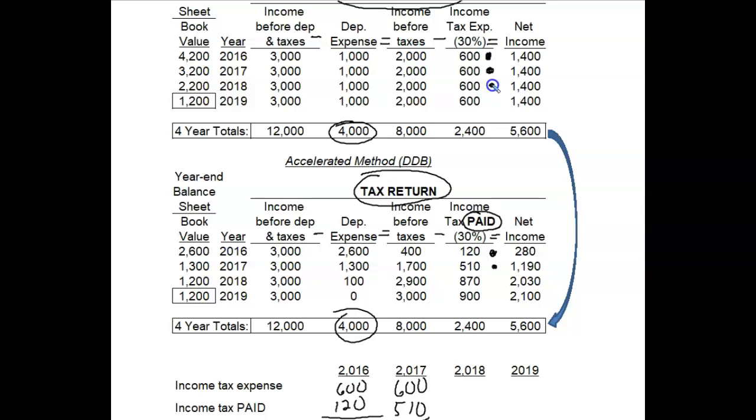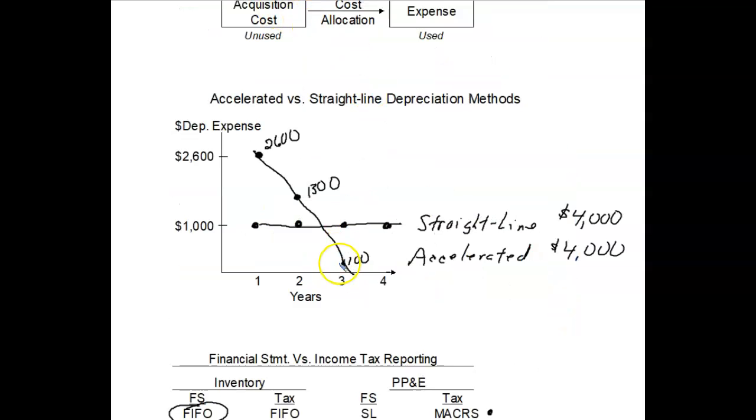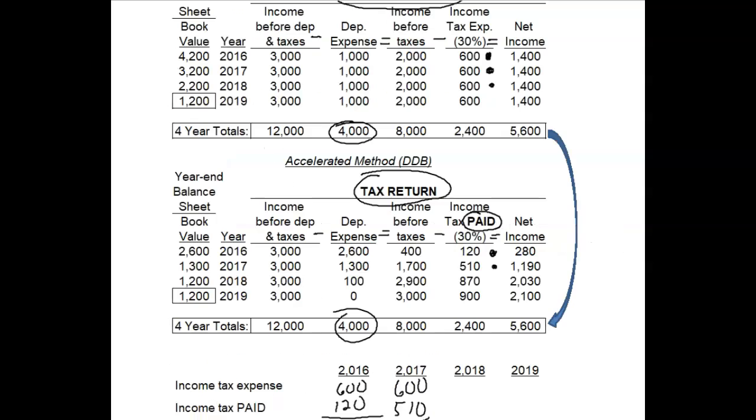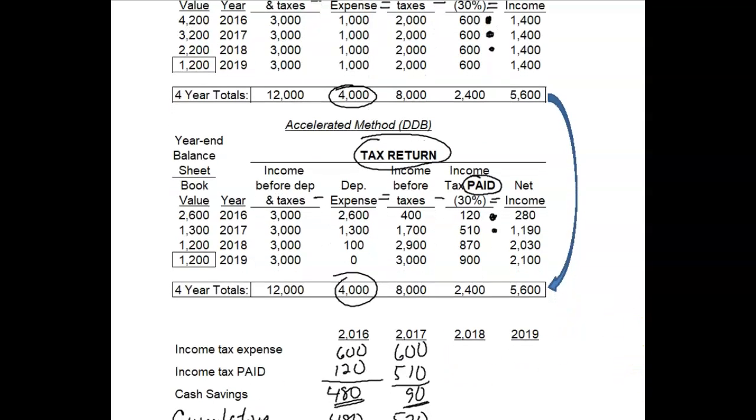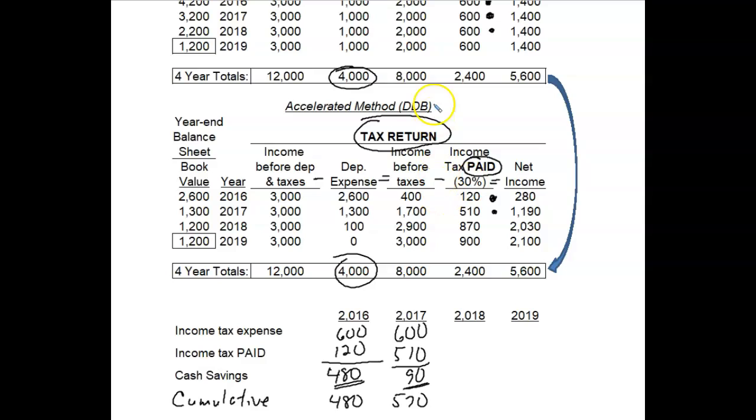Okay, now the third year gets interesting. The third year is when the depreciation methods flip-flop. So I'm going to expect it to flip-flop over on my cash savings. So let's look at that. So this time, pull the screen down a little bit. I have income tax expense again of $600, right? This number. But, whoa, we pay $870.